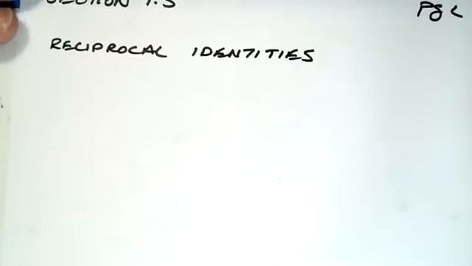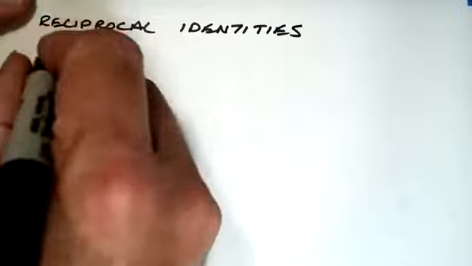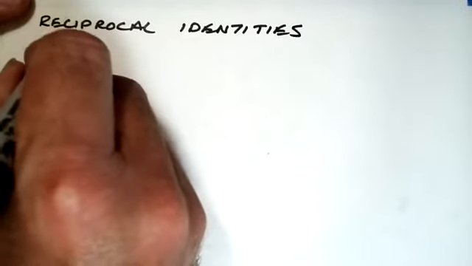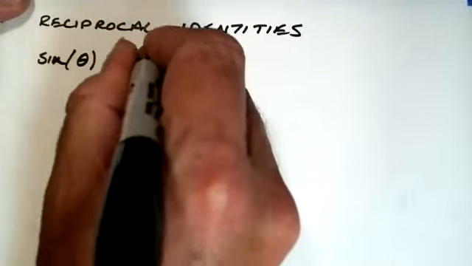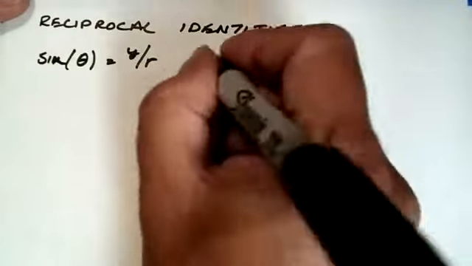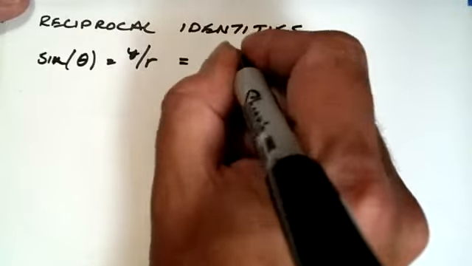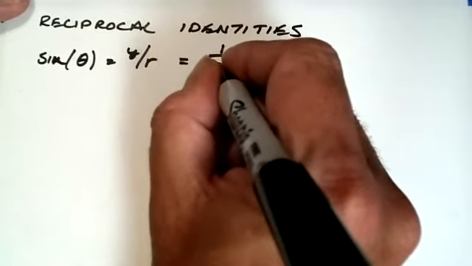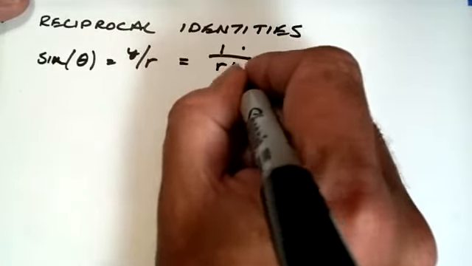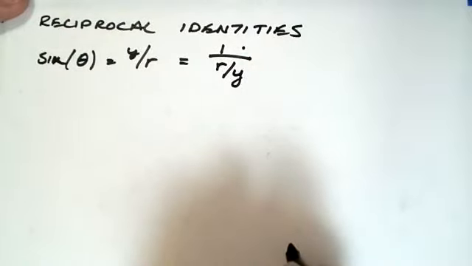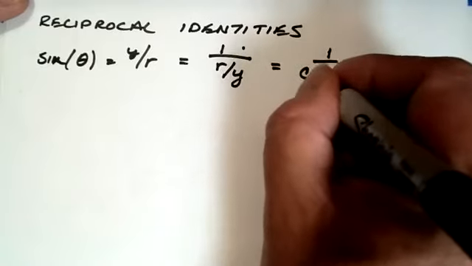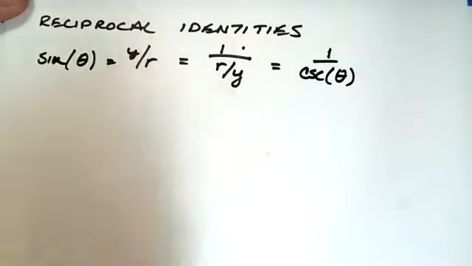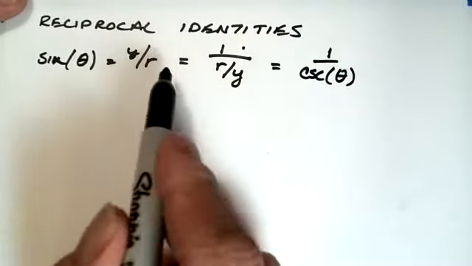And here's how I'm going to actually prove one of them, and then I'm just going to write them all down because they're pretty basic. So note that sine of theta, which is equal to y over r, is equal to 1 over the quantity r over y, which is equal to 1 over cosecant of theta. So forget all the stuff in the middle.